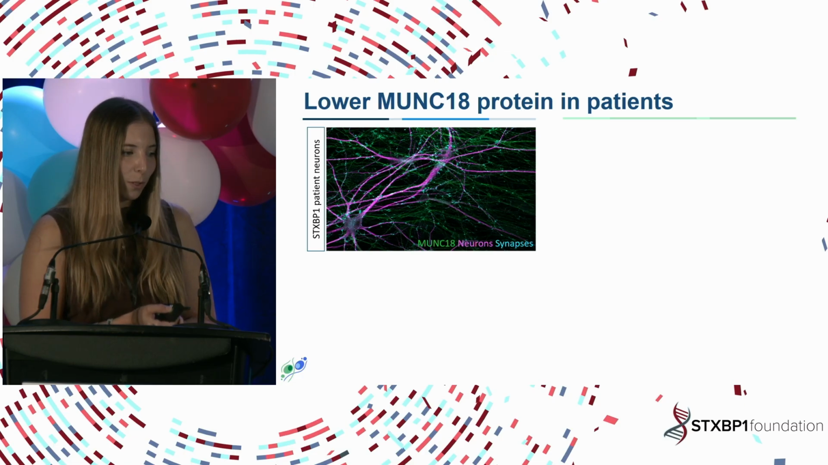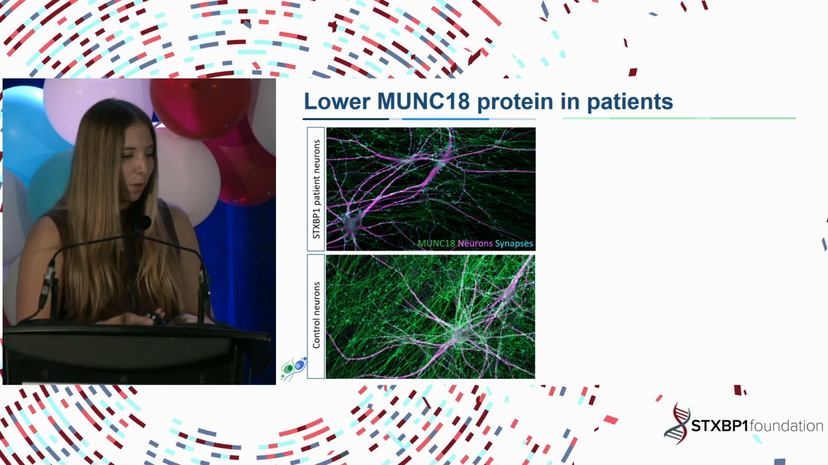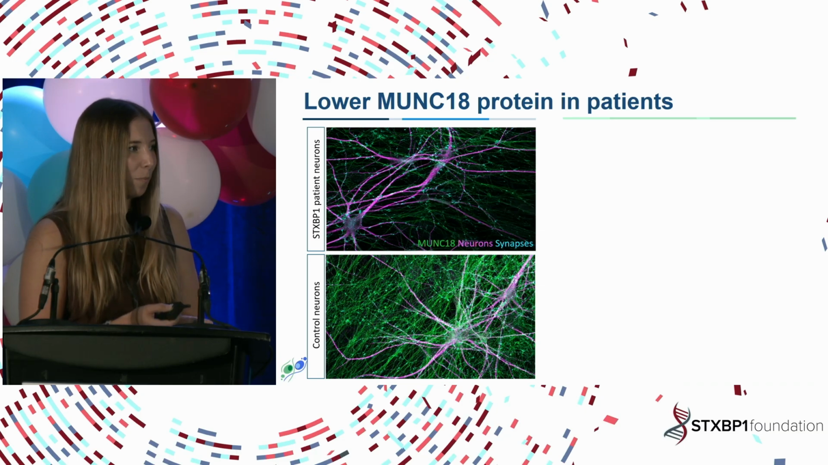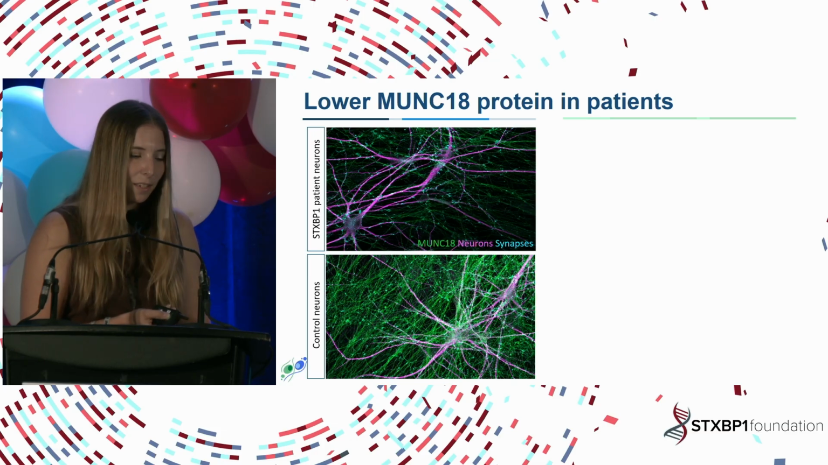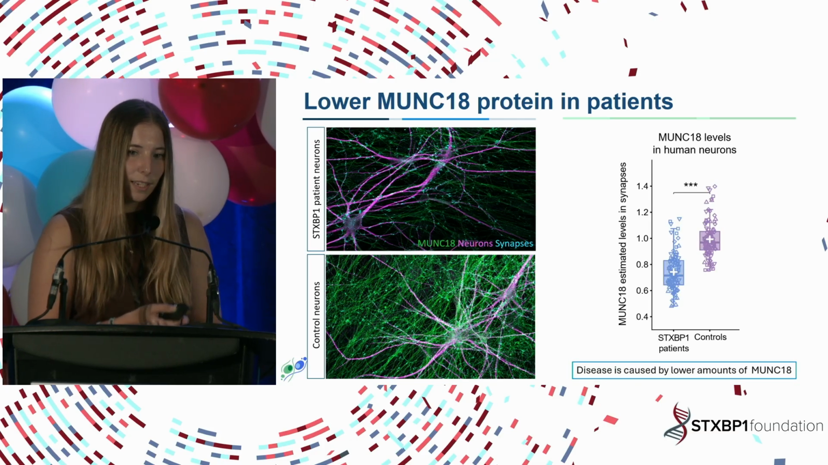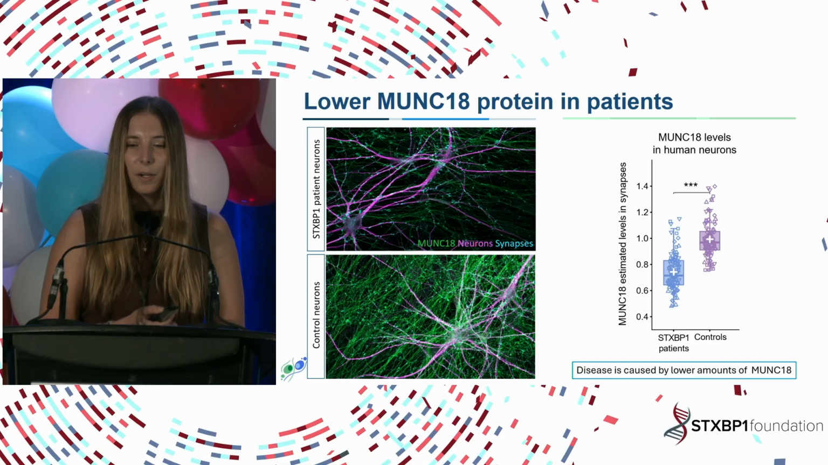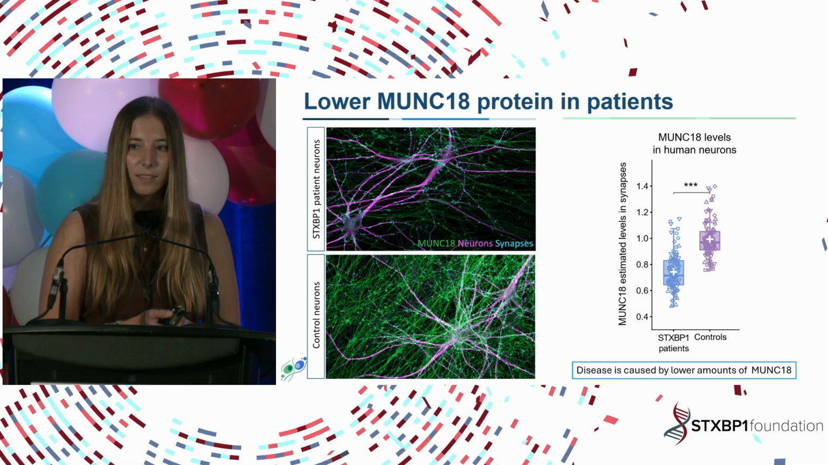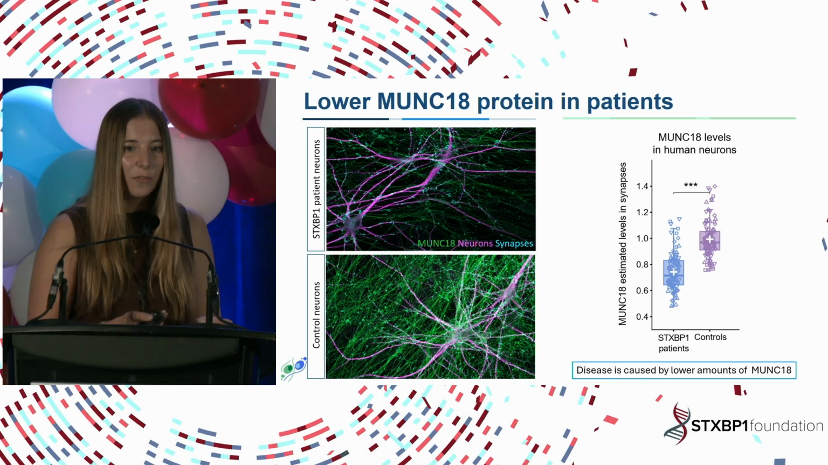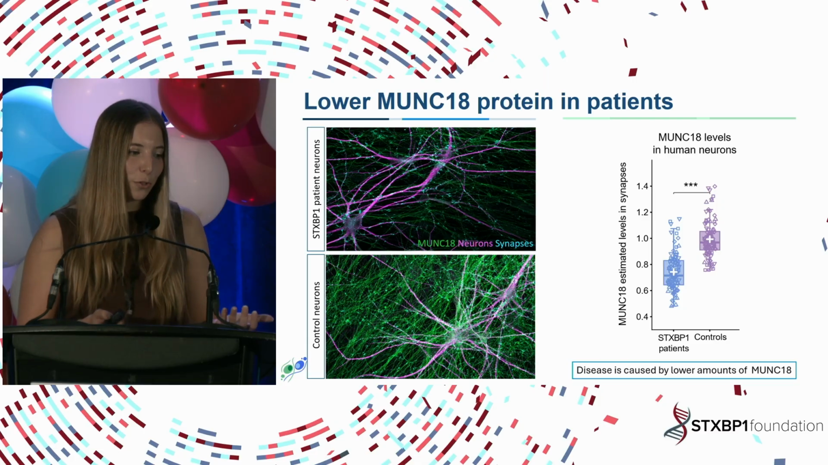Now, what happens when we look at also neurons, but from a healthy individual? If we look at MUNC18, you can see how it's clearly brighter if we look at healthy neurons. And when we quantify this is how it looks like. In this graph, we have MUNC18 levels in neurons, and you can see how STXBP1 patients have lower MUNC18 levels than healthy neurons. And this is why we believe that the disease is caused by not having enough MUNC18 in the neurons. So the neurons are not able to communicate like a healthy person would.